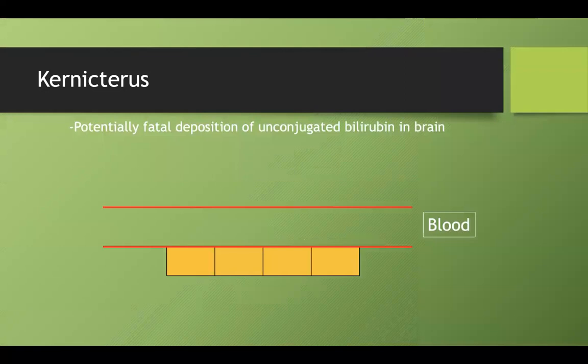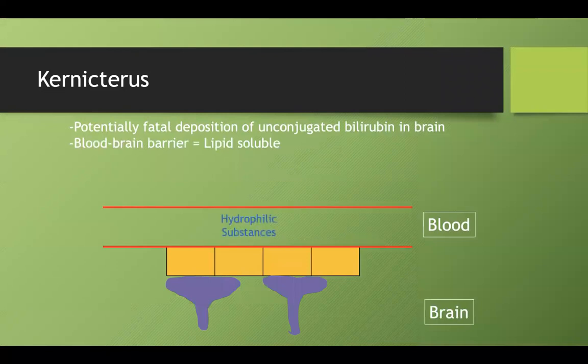So if this is our blood, we have epithelial cells and we have podocytes. And then if it can make it past both of those, then it can make it into our brain. That's our blood-brain barrier. So remember that this is lipid-soluble. So if you have some sort of hydrophilic, water-soluble substance and it tries to get in, your blood-brain barrier is going to send it back into the bloodstream.